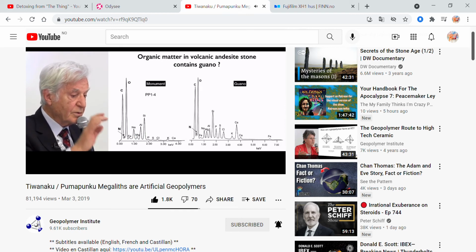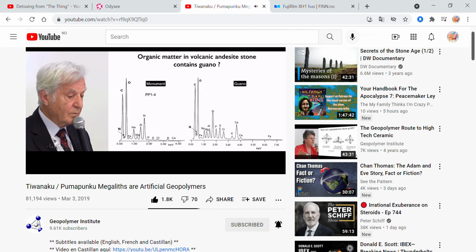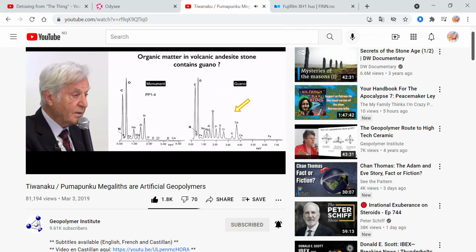This is the monument. This is the guano. Carbon, nitrogen, sodium, magnesium, aluminum, silicon, phosphate, sulfate, chlorine, potassium, calcium, and iron. We have the same components, but in the stone it is diluted, which seems obvious. But it is the same chemistry.